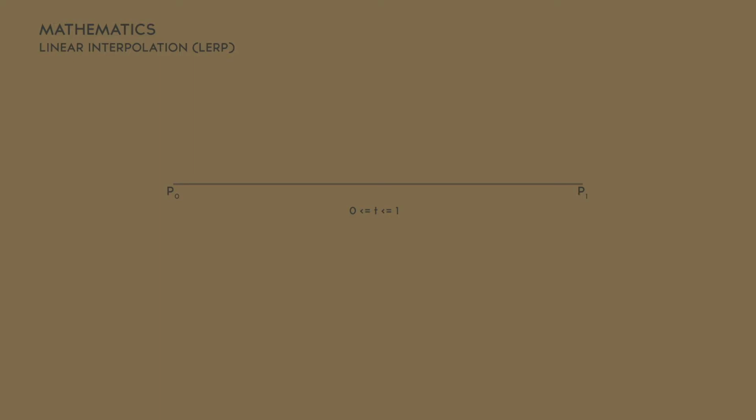So the mathematics behind this is (1 minus t) times P0, plus t times P1. That is the LERP functionality. So this is an example of just 2 points, which results in a line.